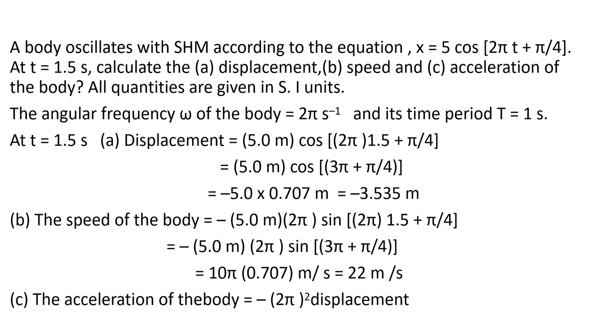Now acceleration is given by minus omega square into x, minus omega square displacement. So minus (2 pi) whole square into displacement, omega is given by 2 pi, already we know that. So minus (2 pi) whole square into displacement, we got it as minus 3.535. So acceleration we got it as 140, what is the unit, meter per second square.